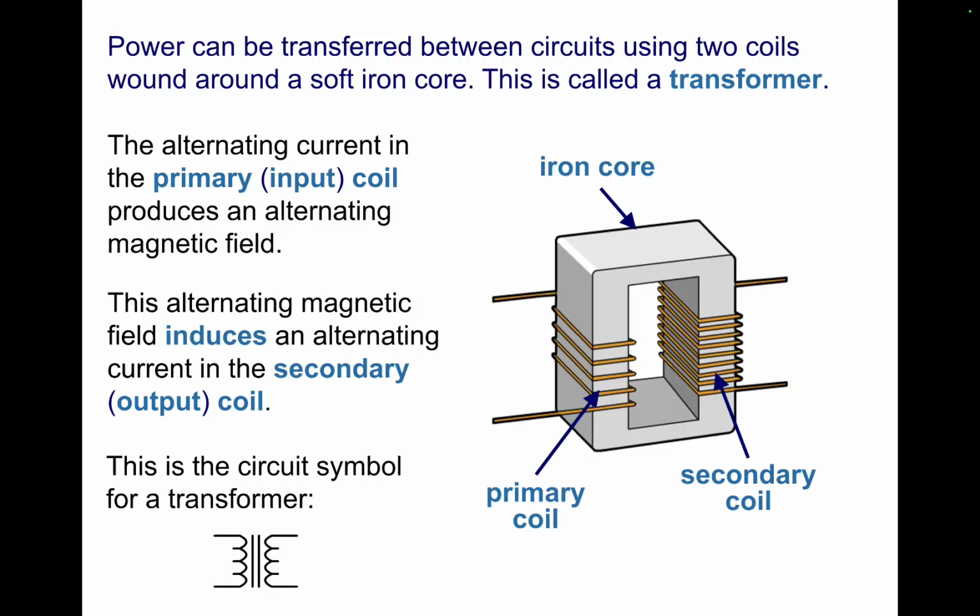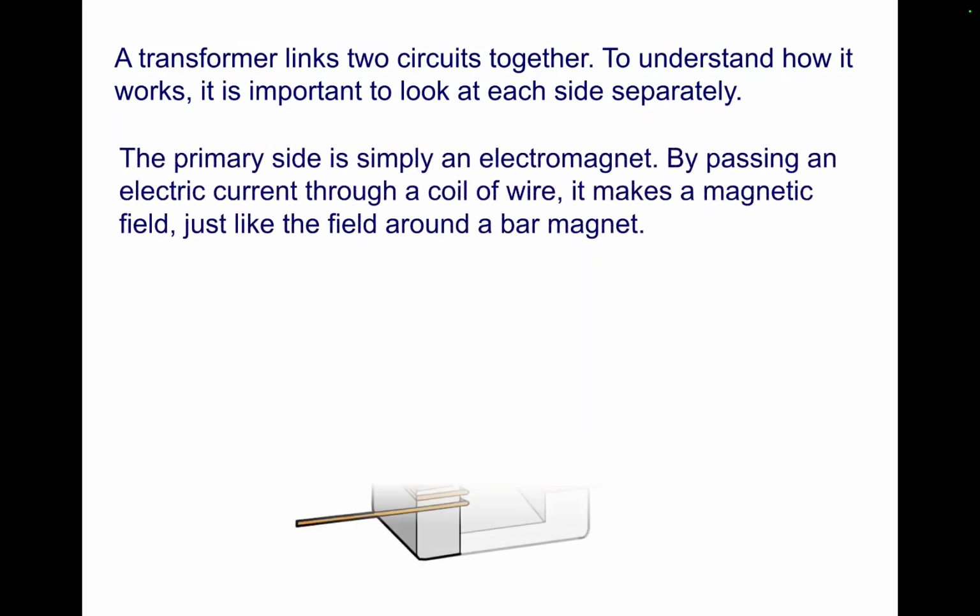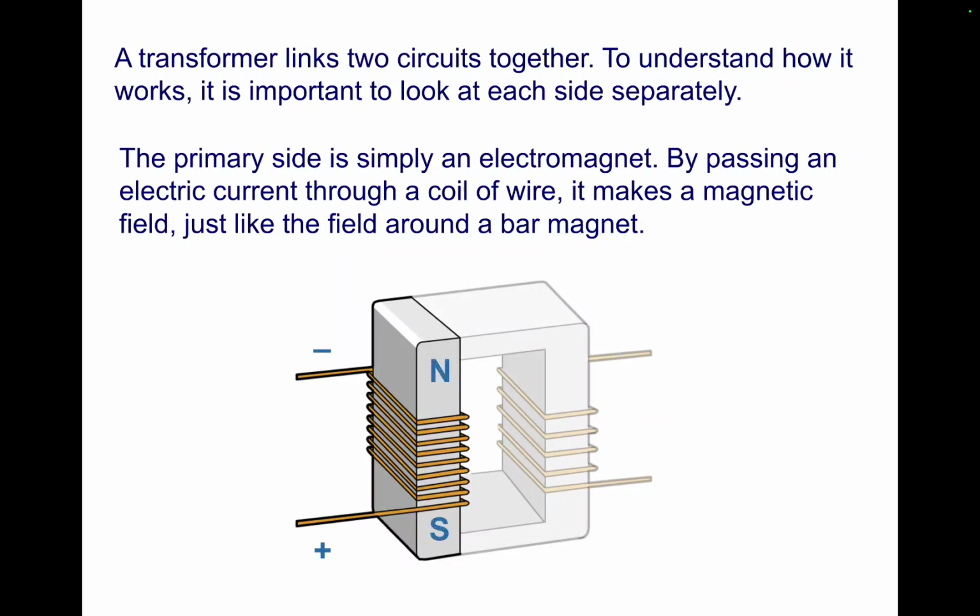And just in case you see one of these, this is the circuit symbol for a transformer. So a transformer links 2 circuits together. The primary side, as I've mentioned, is simply an electromagnet. So you pass current through it, an alternating current, and it'll generate a magnetic field. Now it's an alternating magnetic field, so the polarity keeps changing, but essentially it will cut the secondary coil, then not cut it, then cut it again, and it'll keep alternating. The field keeps changing direction.